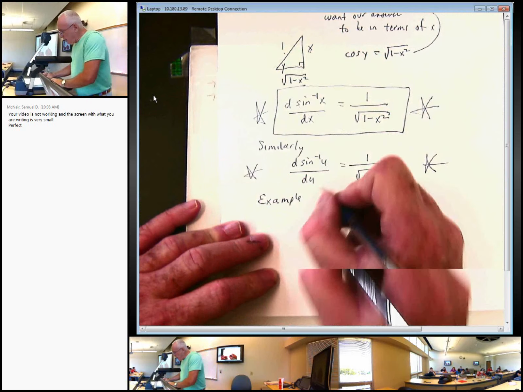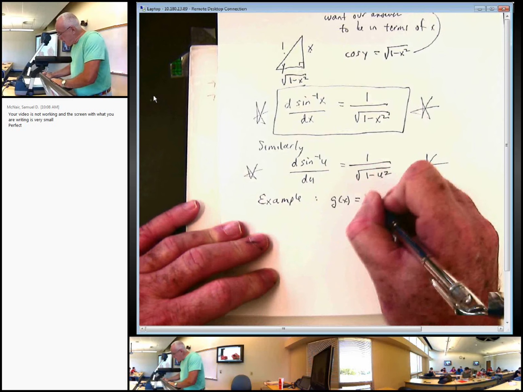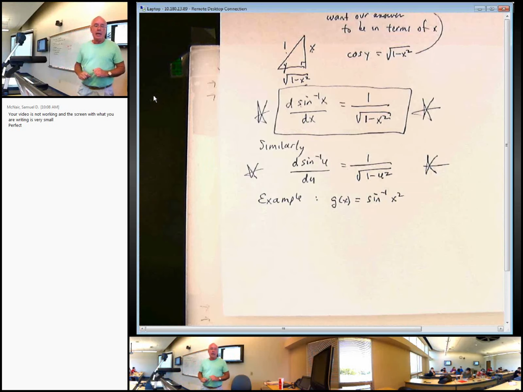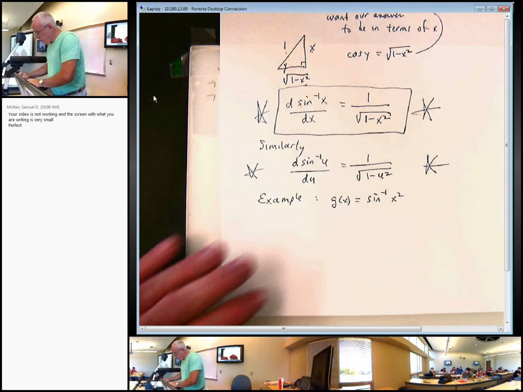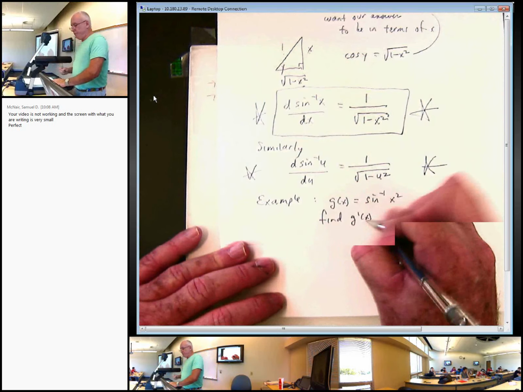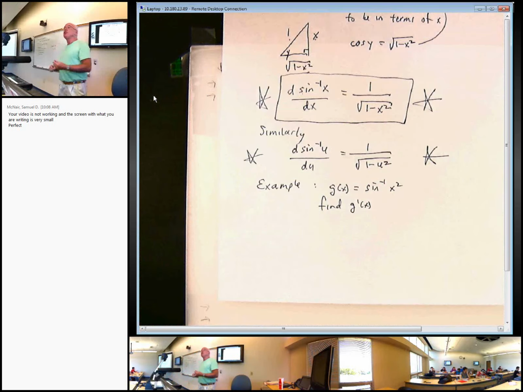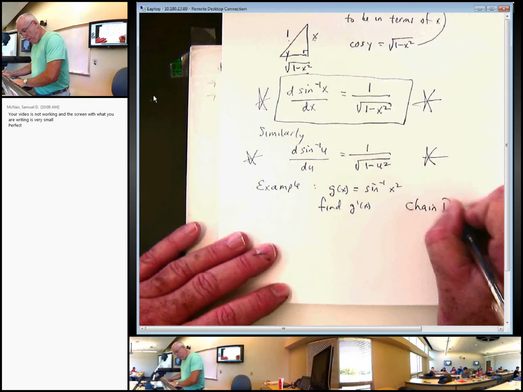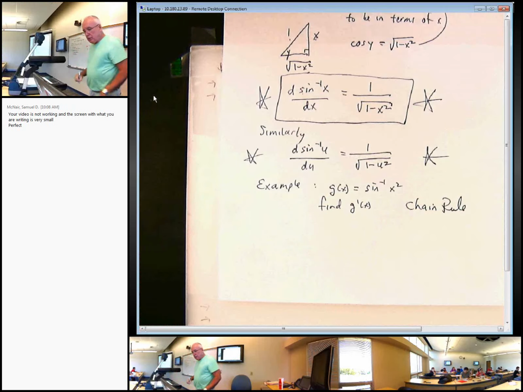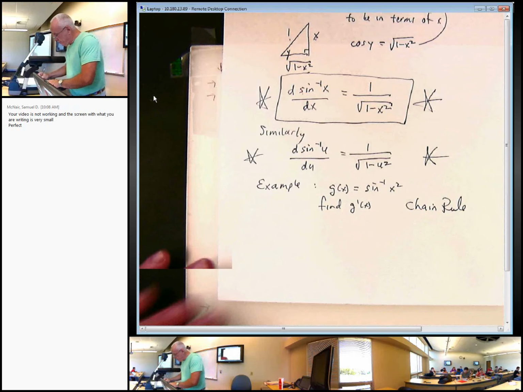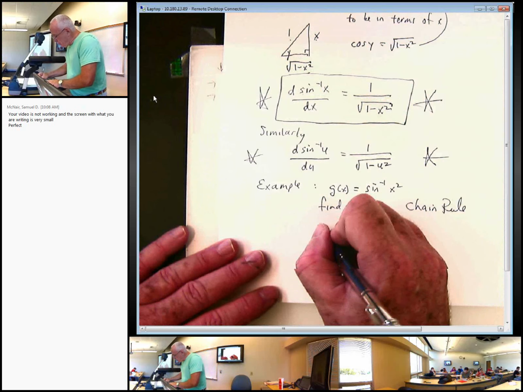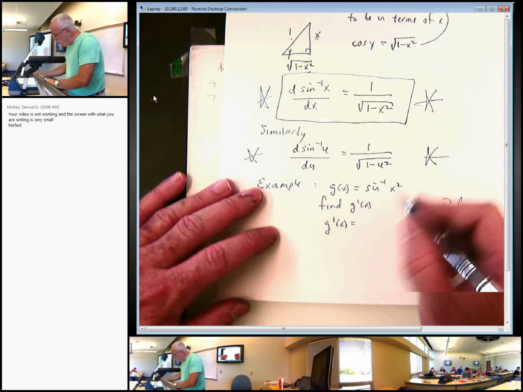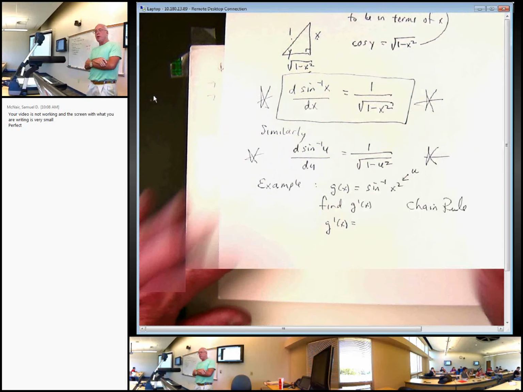So what I want to do now is one example of getting the derivative of the inverse sine. g of x equals sine inverse of x squared. And we want to find g prime of x, the derivative. We're going to have to use the chain rule. Here, x squared is equal to our u.